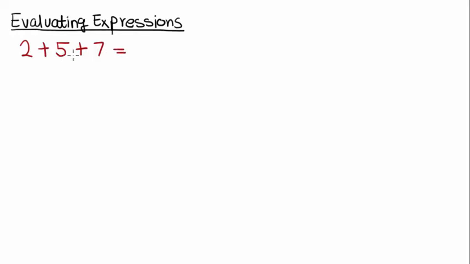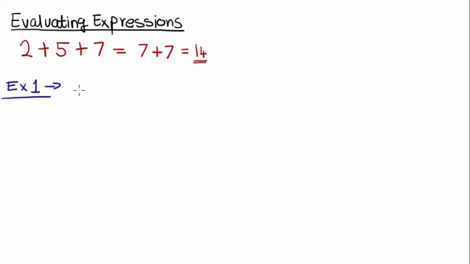So, you know that 2 plus 5 will give me a 7, and then 7 plus 7 will give me a 14. On the other hand, what does it mean when I ask you to solve for a variable expression? Now, a variable expression can't really be solved unless it is converted into an equation, but we will get to that later on in the videos. Before I confuse you any further, let's do a couple of examples.